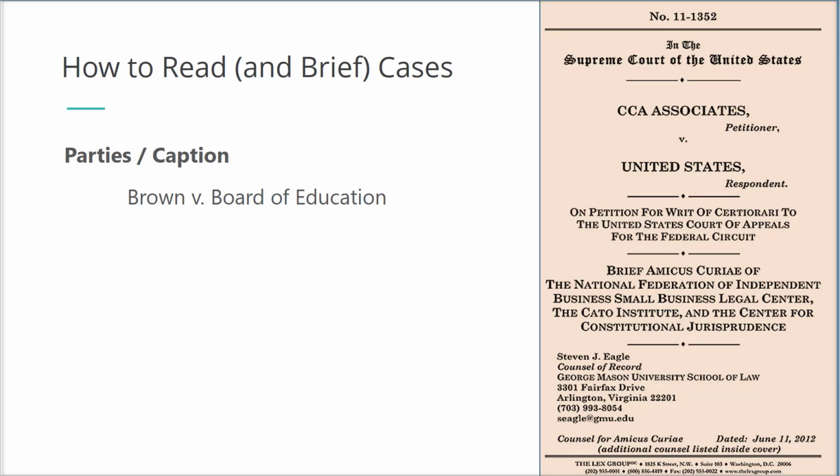For example, if Ms. Smith sues Mr. Jones, the case caption may be Smith versus Jones, or depending on the court, Jones versus Smith.